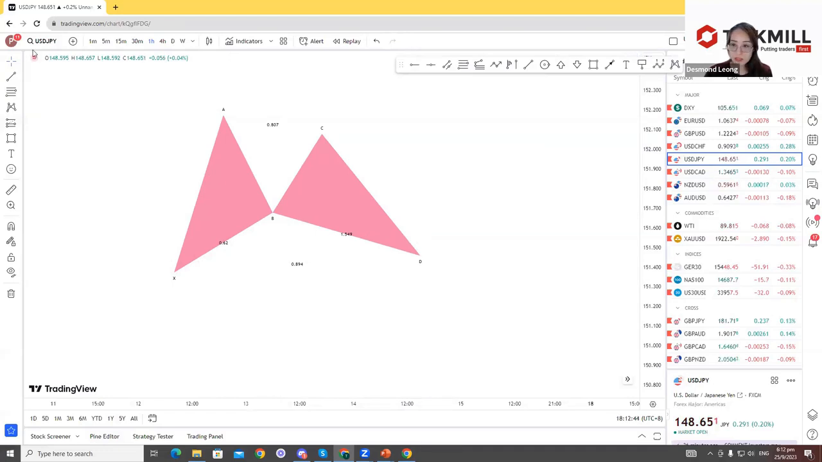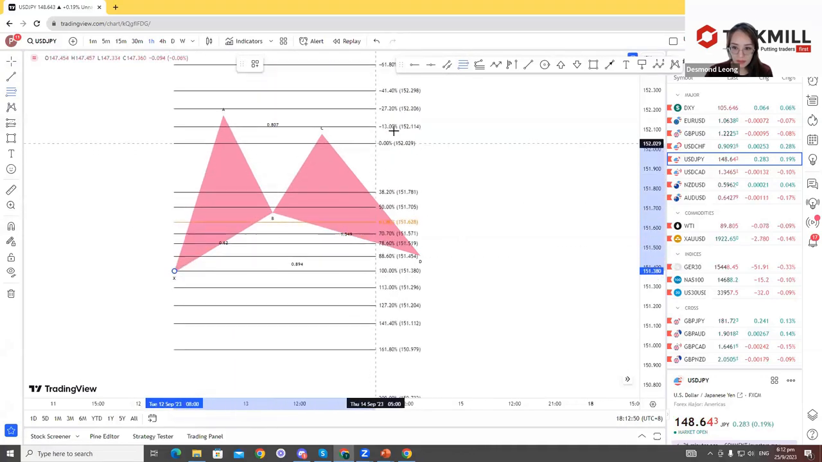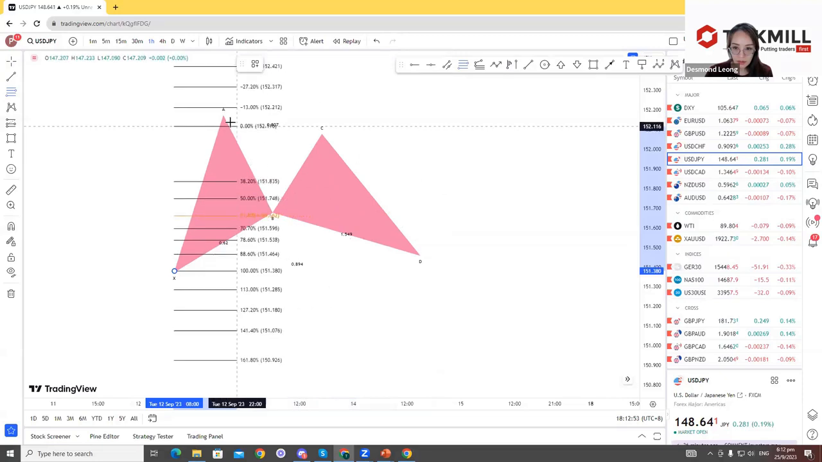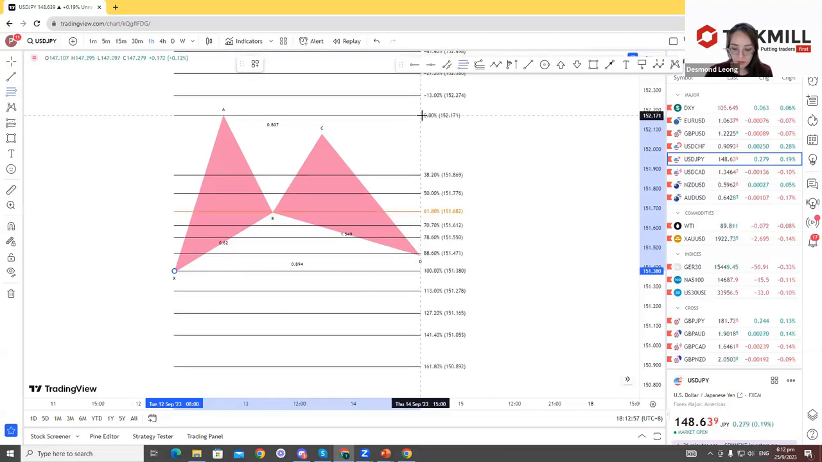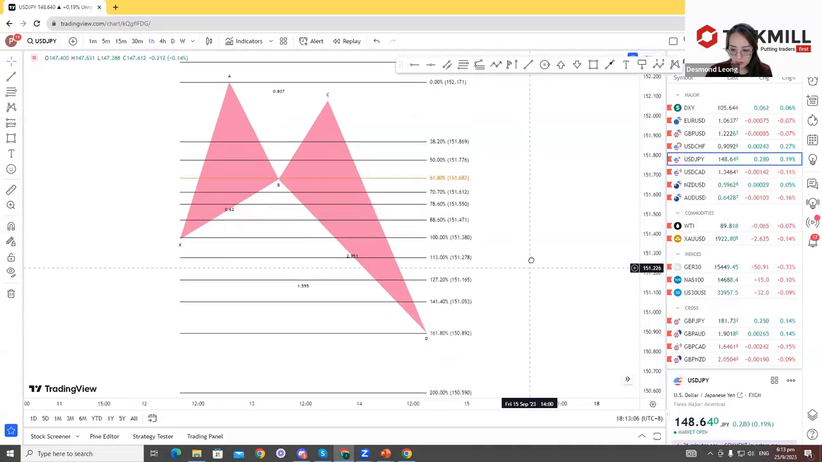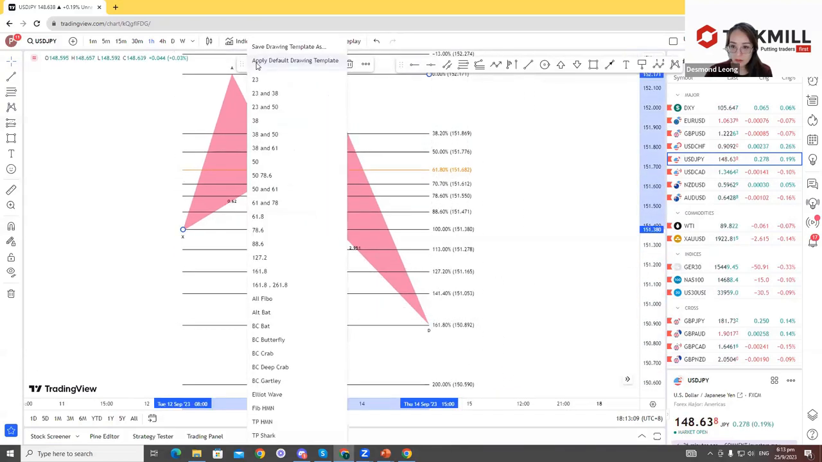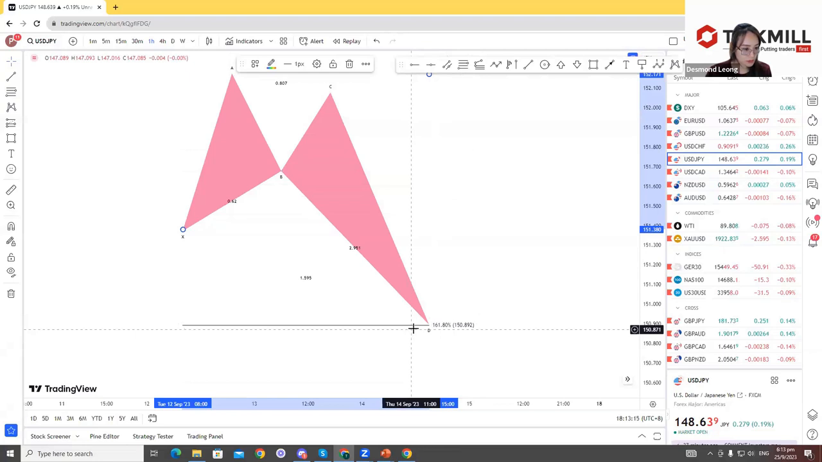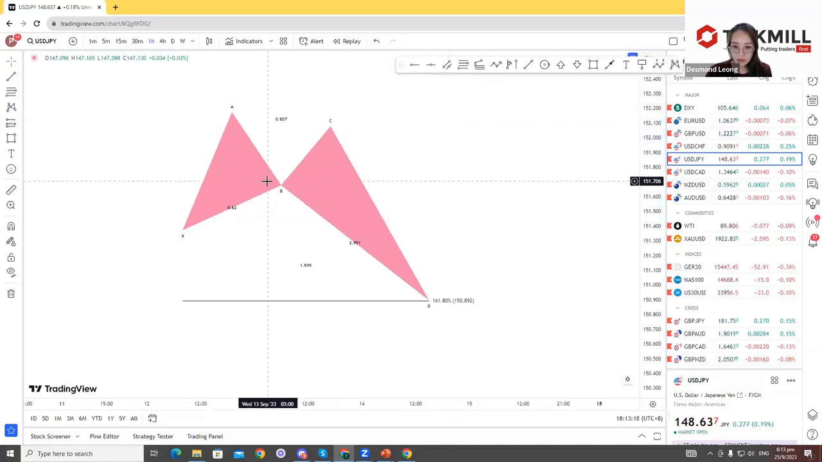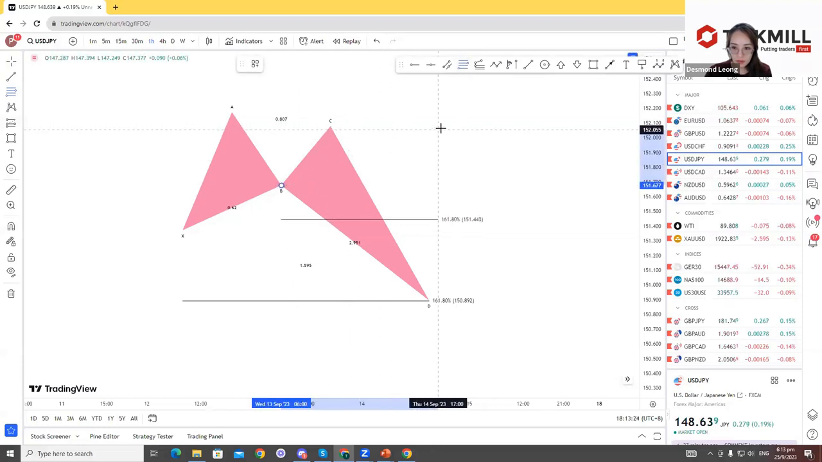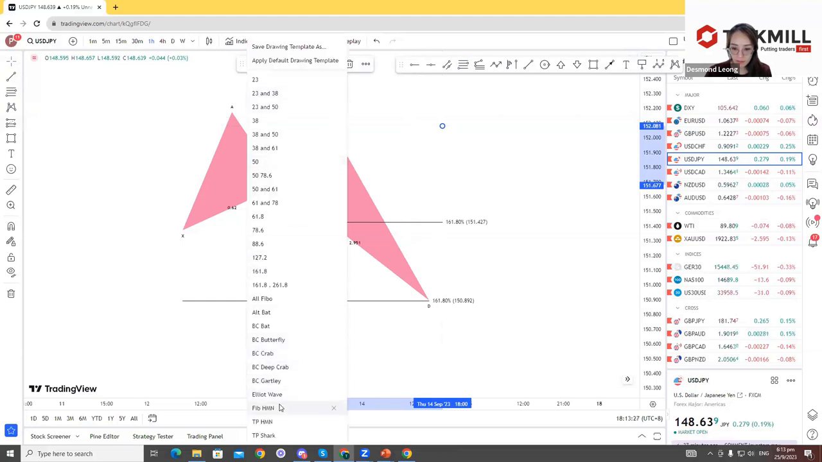And then how do you get the D leg? You can get the extension of XA. So basically, for XA, you draw from X to A here. Whatever number is above 100%, we call extension. So the extension, which is 161.8%, is here. Here, 161% of XA, or you can use the BC extension. You draw from B to C, like here.